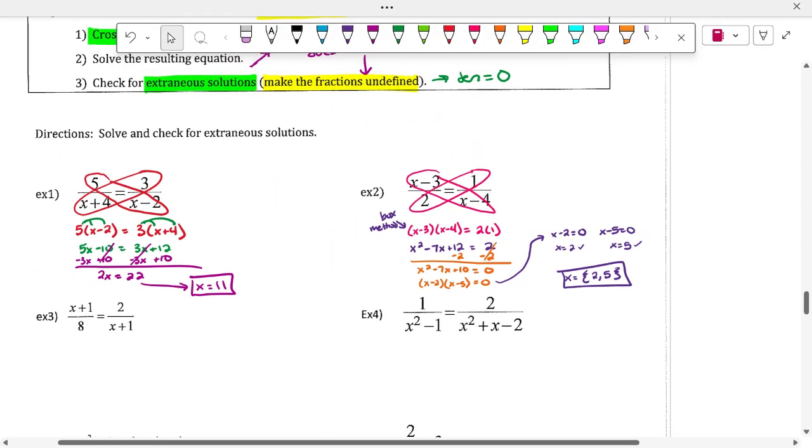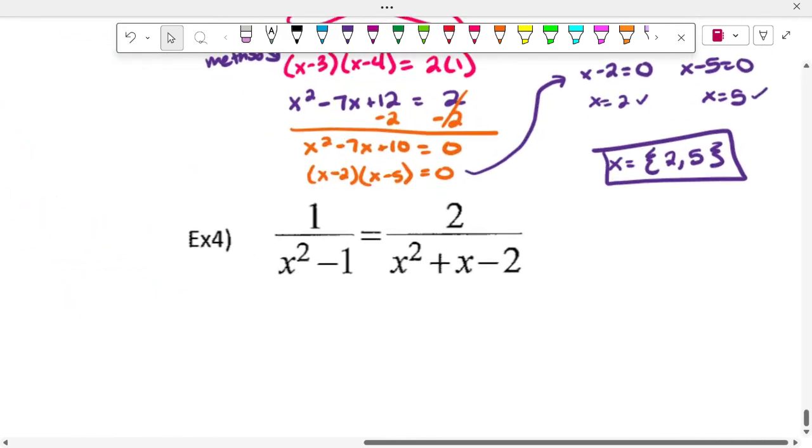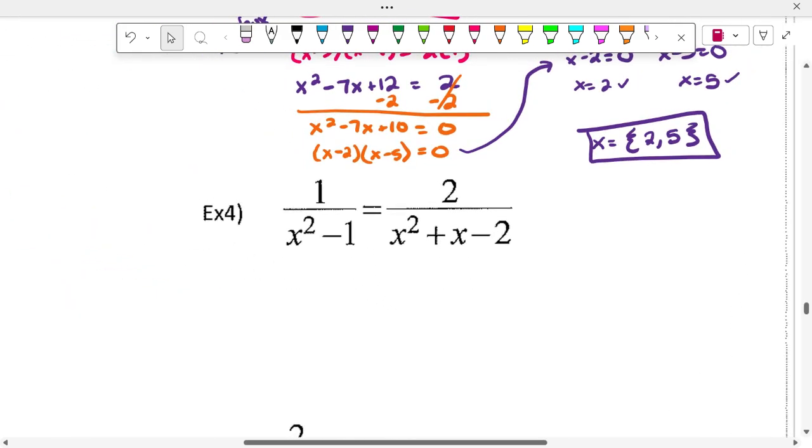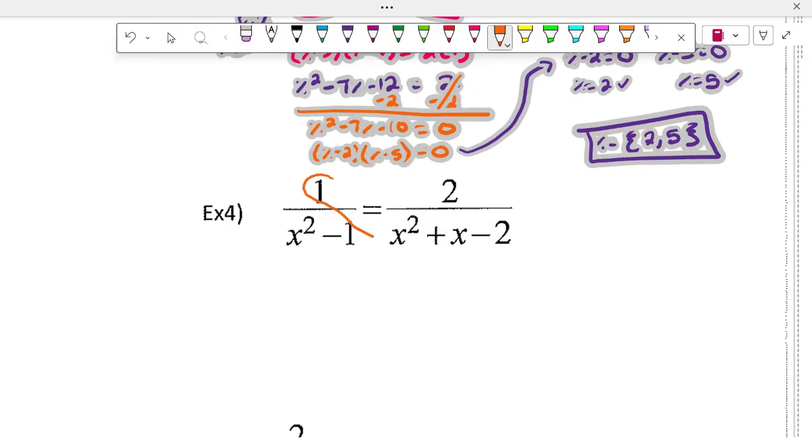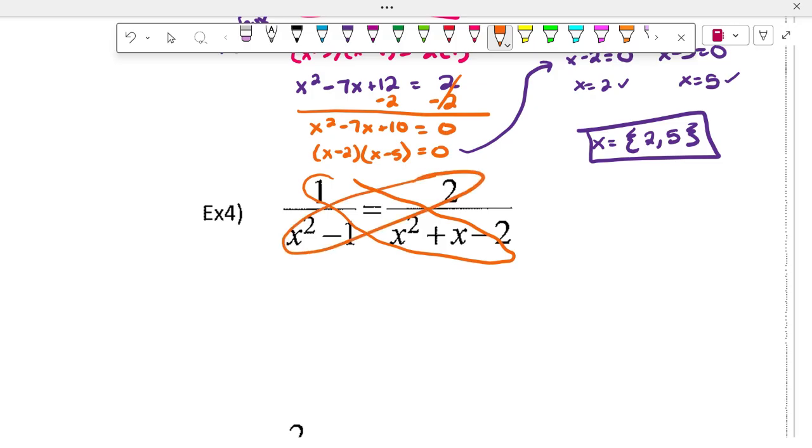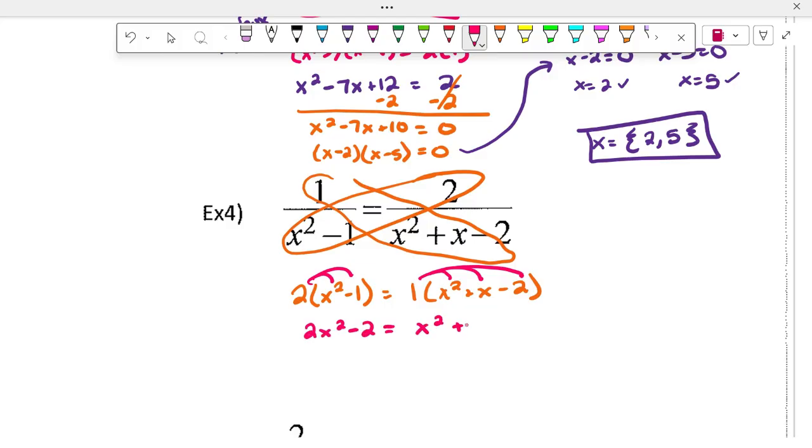All right. Let's skip example 3 and go to example 4. Okay, a little bit bigger, but still not too bad. Start by crossing. I have 2 times x squared minus 1 is equal to 1 times x squared plus x minus 2. Distribute to both sides. Obviously, the right side's going to stay exactly as it is because we're just multiplying by 1. So this will be 2x squared minus 2 is equal to x squared plus x minus 2.